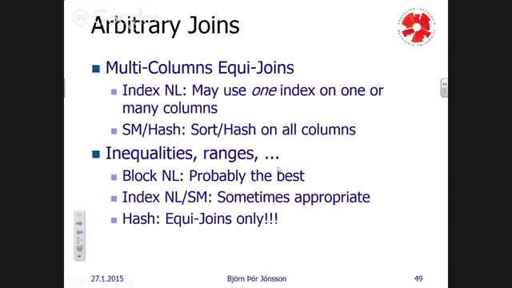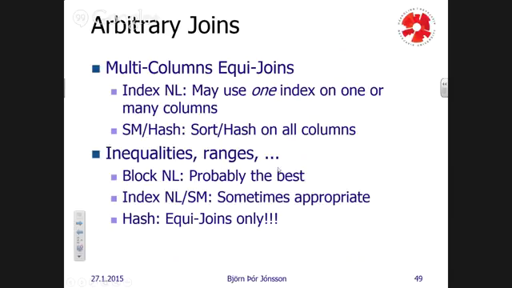So it's interesting. Now, we talked about equijoins. Arbitrary joins, meaning joins where one column is 2 times another, or where something is bigger than something else, or not equal to, or whatever. So these are kind of arbitrary conditions. That's the inequalities and ranges.